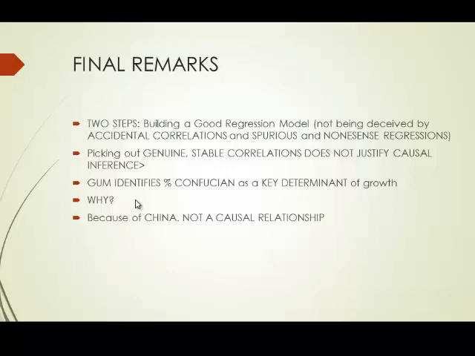So why is percentage Confucian important? Because China has had a spectacular growth rate over the past few decades, and so the model is just telling you that growth rate is correlated with this because China is a star in the growth. So it doesn't mean that if we start converting people to Confucians in our population, our growth rate will increase, because there is no causal relationship implied. So I end that here.